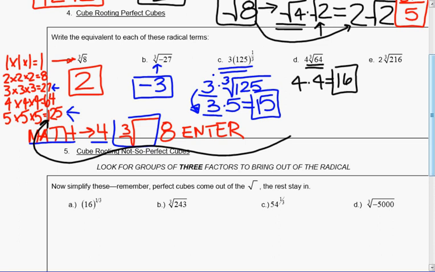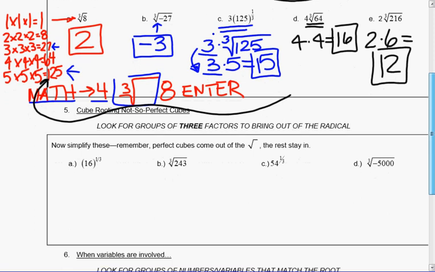Now let's try letter E. Here we have 2 times the cube root of 216. Go ahead and plug that in the calculator, and we're going to get the number 6. What is 2 times 6? 12. Excellent job.